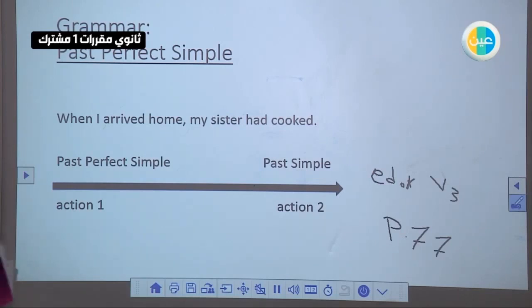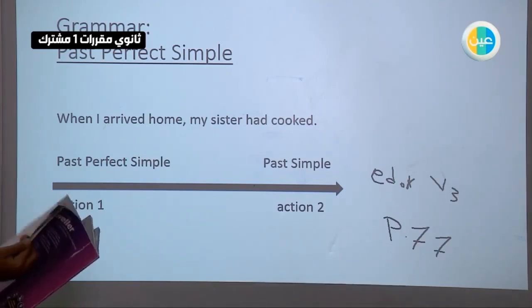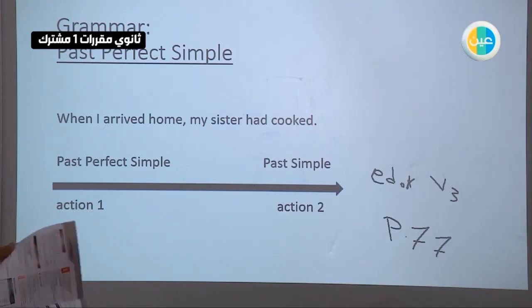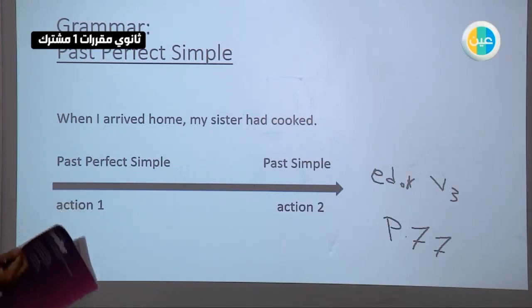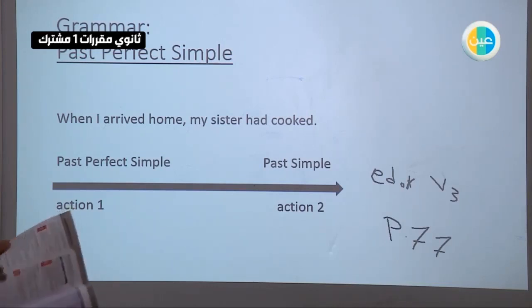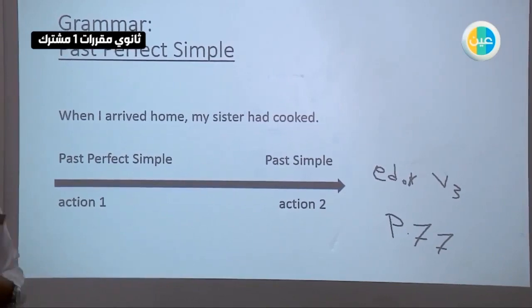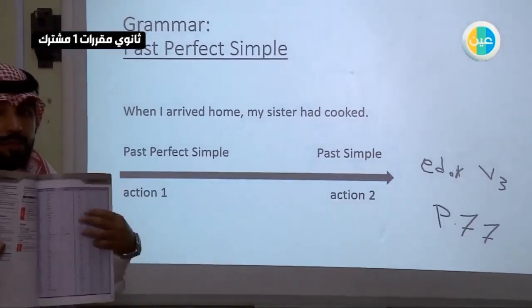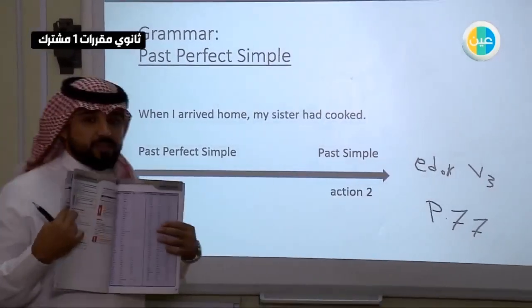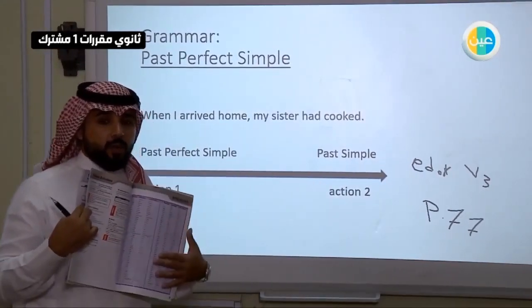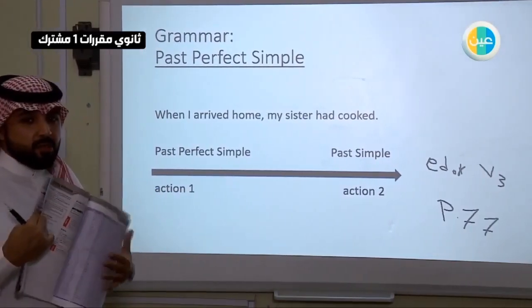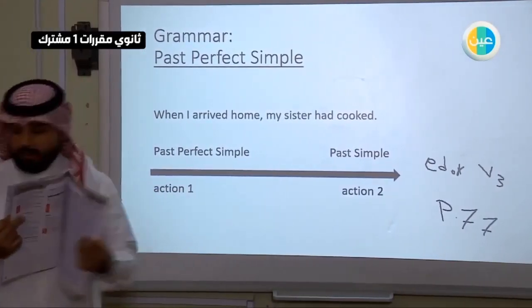Open your books, page number 77, just to take a look at these irregular verbs. You have to memorize them. There is no other way to know the irregular verbs. You have to memorize them one by one. Any other verbs not in this list, you can just add ed.